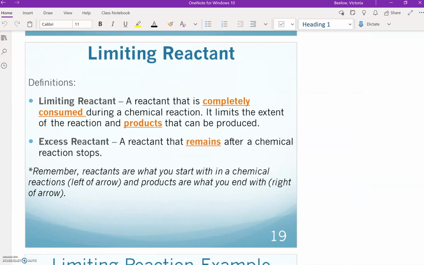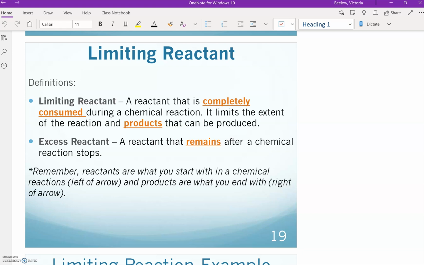So a limiting reactant by definition is the reactant in a chemical reaction that will be completely used up. Its name makes sense because it limits how much product you can get out of the reaction. So again, we're talking about chemical reactions here, like either synthesis or single replacement, double replacement, something where you're going to get product, and the limiting reactant will be the reactant that pretty much controls and limits how much product can be made.